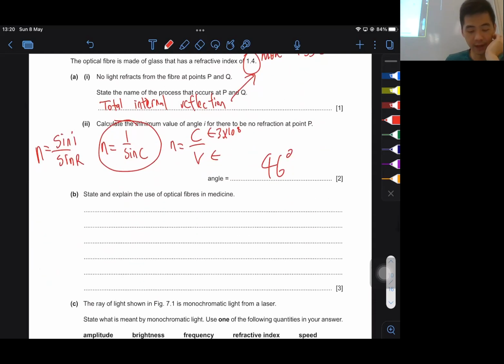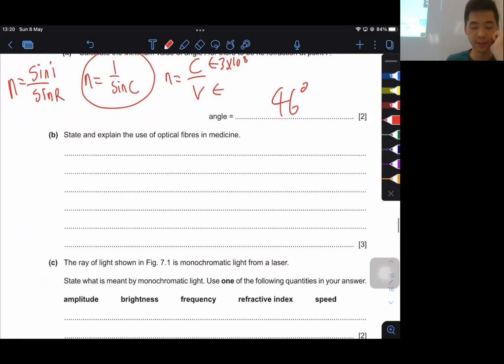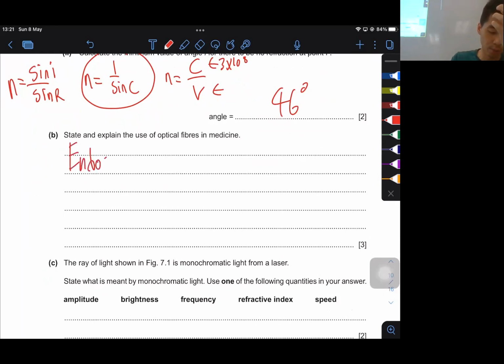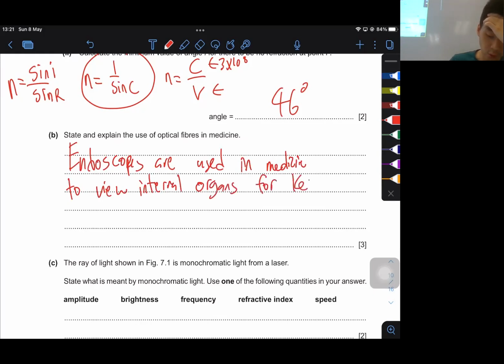All right. Then after that, state and explain the use of optical fibers in medicine. This one is a standard question, guys. Every year, if they ask about medicine in optical fibers, it's always going to be endoscope, guys. Endoscopes are used in medicine to view internal organs for keyhole surgeries, right?